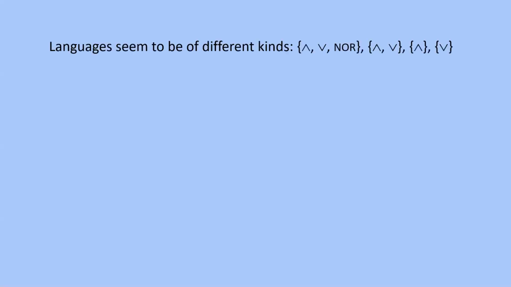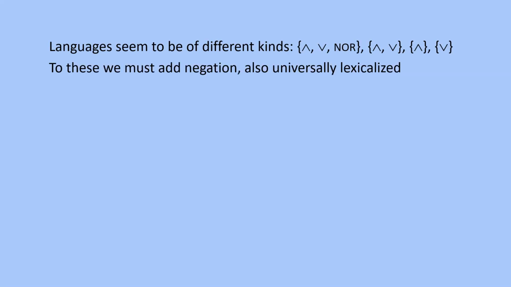Okay, so problem setting. As I mentioned, languages seem to fall in different families. So again, there are languages that contain conjunction, disjunction, nor, and so forth. To these operators, we also add negation, because negation is also universally lexicalized. That seems to complete the overview of what Booleans exist in nature, so to speak.